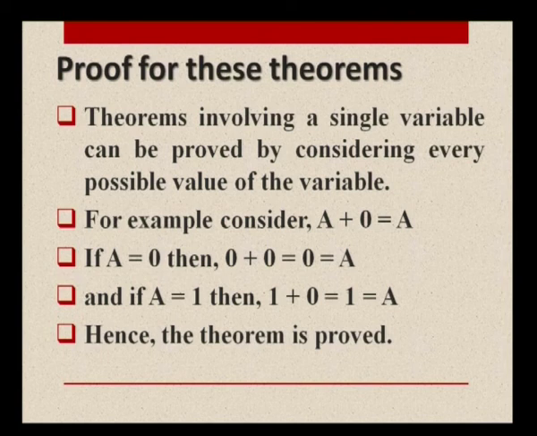Theorems involving a single variable can be proved by considering every possible value of the variable. For example, A plus 0 is equal to A could be proved by considering A as 0, in that case the output is 0. Similarly, with A as 1, the output is again A, which is 1 here. Like that we can take up different values for A and B and prove these theorems. It will be boring when we try to prove all the theorems. So, I just wanted to show one or two theorems and their proofs.